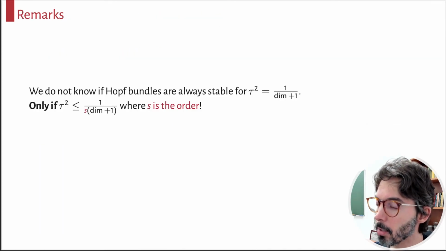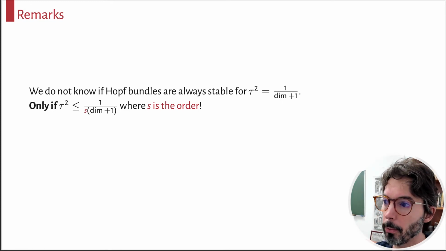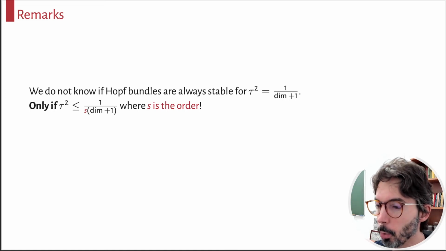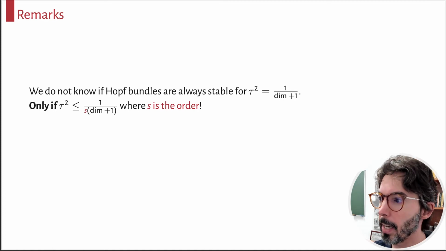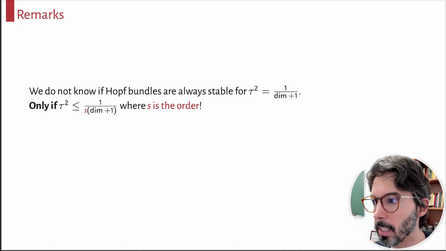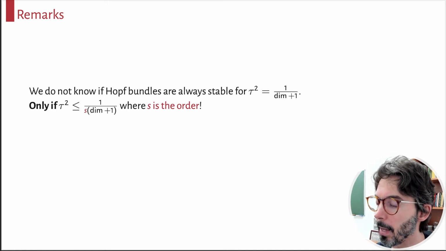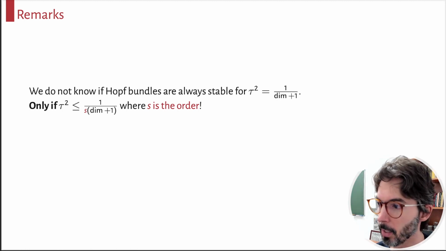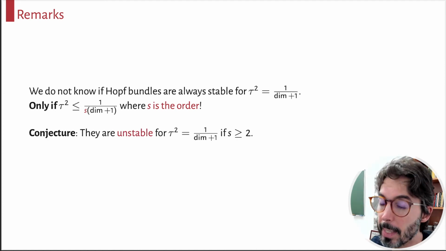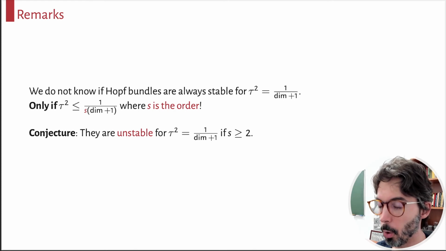Okay, so the remarks are the following. We do not know if Hopf bundles are stable for that special value of the parameter. We do know that in the case of the induced bundle of order 1, that is the case. But if the order s is bigger than 1, we only know that they are stable if tau squared is less than or equal to 1 over s times dimension plus 1. So we conjecture that the Hopf bundles are actually unstable for that particular value of the parameter.